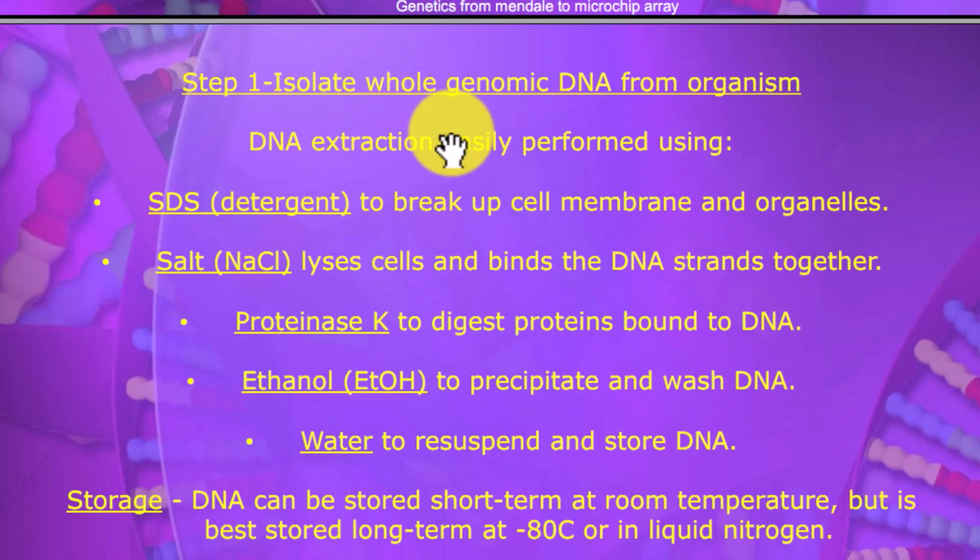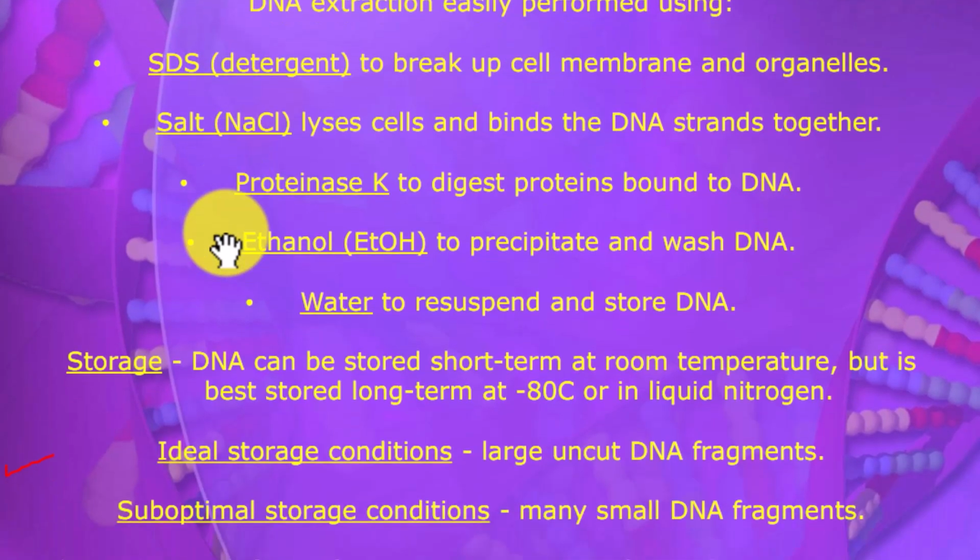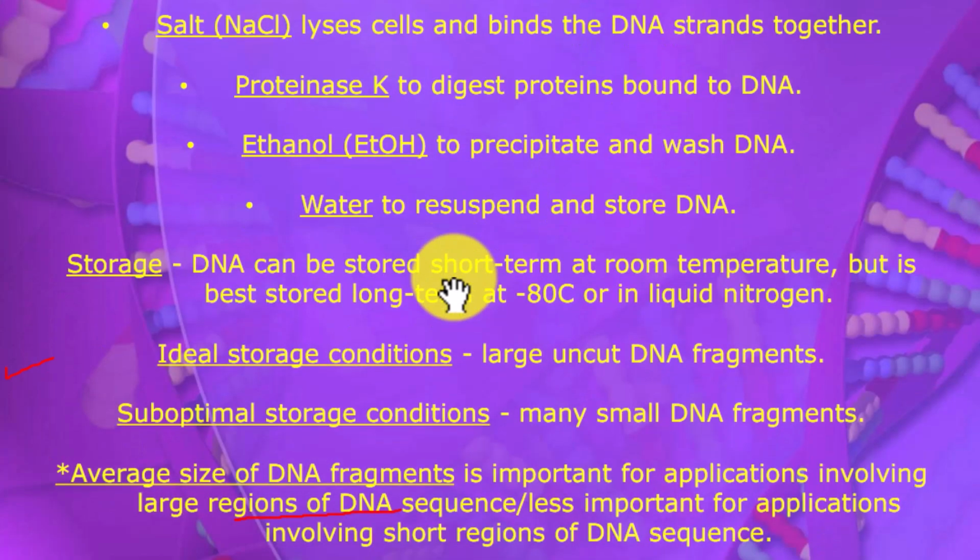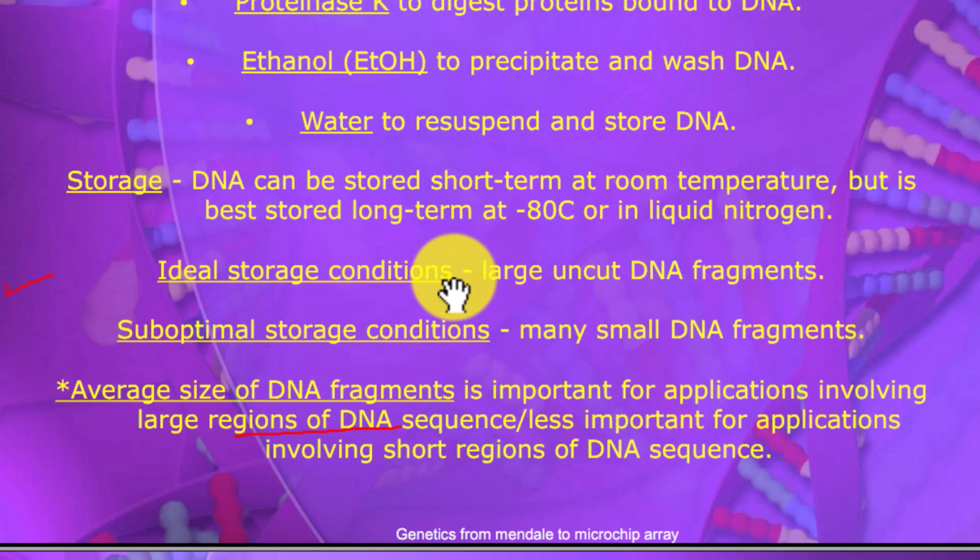Step 1. Isolate the whole genomic DNA from the organism. DNA extraction is easily performed using detergent to break up cell membrane and organelles, salt, sodium chloride, to lyse cells and bind the DNA strands together, proteinase to digest protein bound to DNA, ethanol to precipitate and wash DNA, and water to resuspend and store DNA.